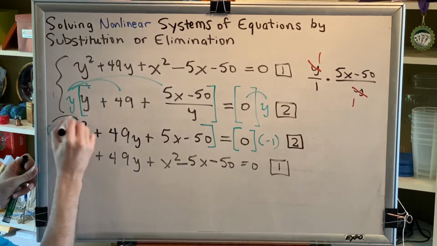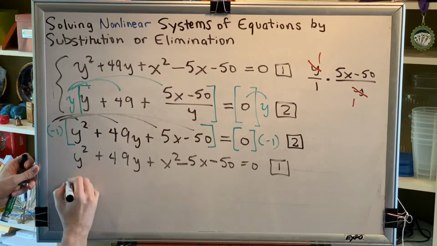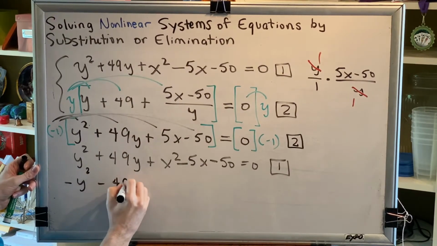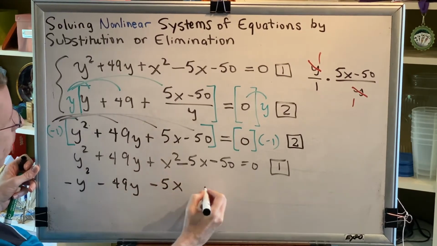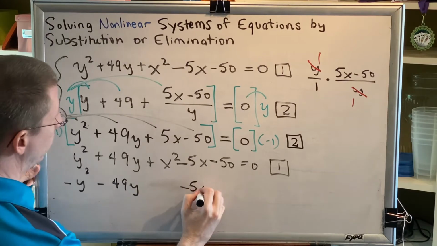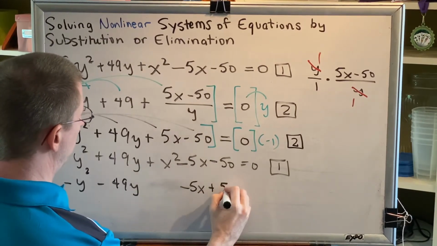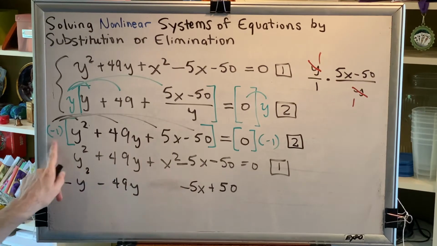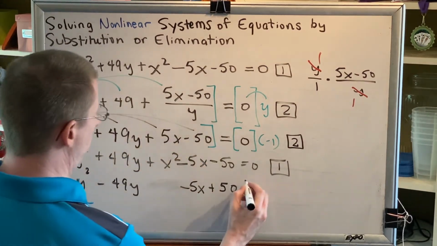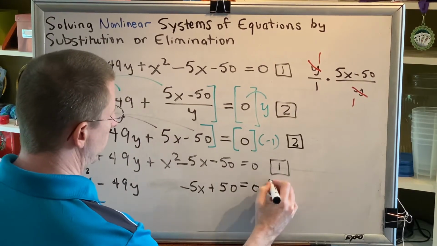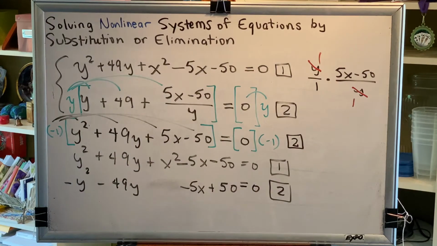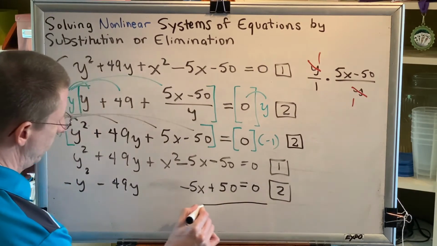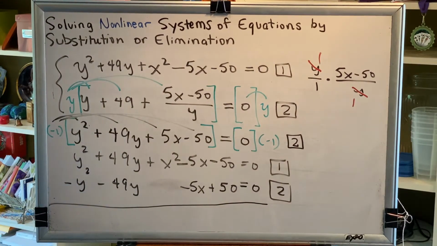Okay, so distributing this negative is going to change all of the signs on the left side. So I'll get negative y squared minus 49y minus 5x plus 50. Let me just check that, make sure I said that correctly. Minus y squared minus 49y minus 5x plus 50 equals 0. And there we go. We now have our new version of our system with our opposites in it. And now that we have those opposites, this gives us an opportunity to add the two equations together.